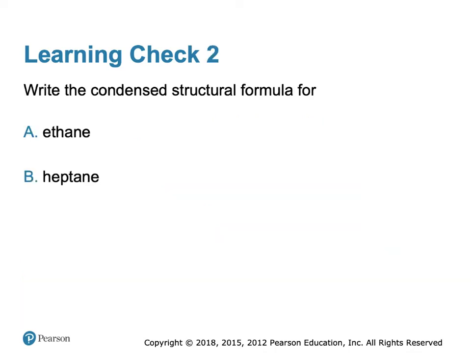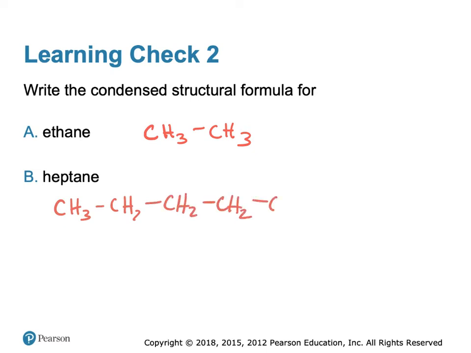Now let's write the condensed structural formula for the following 2 alkanes. We have ethane and heptane. We know that ethane has 2 carbons, so it'll be CH3-CH3. For heptane, there are 7 carbons. So we have 1, 2, 3, 4, 5, 6, 7 carbons in our chain.